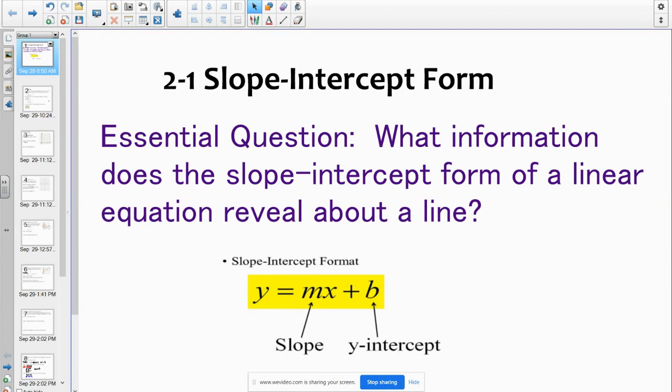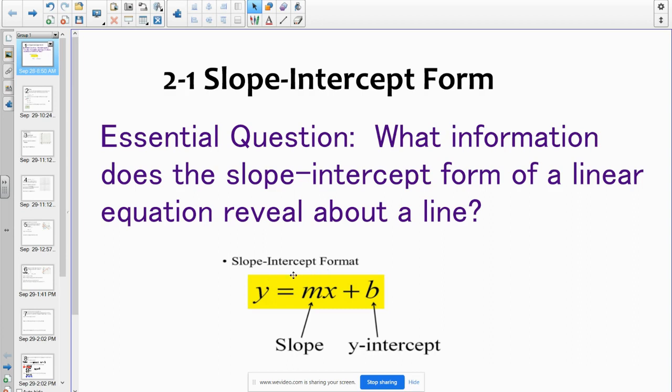Today's lesson in this new unit is about slope-intercept form. Your essential question, what you should be able to answer by the time we get done with the video, is: what information does slope-intercept form of a linear equation reveal about a line?